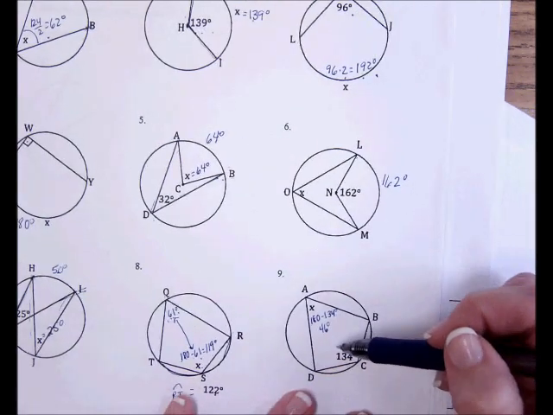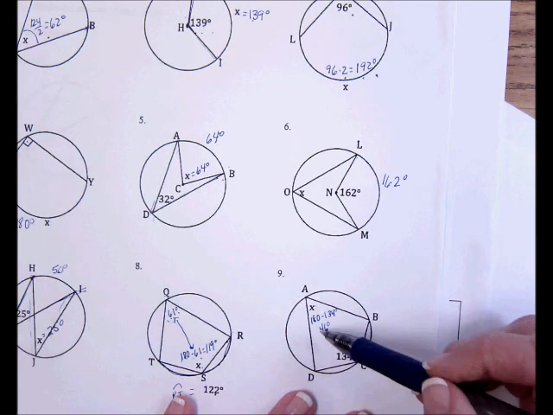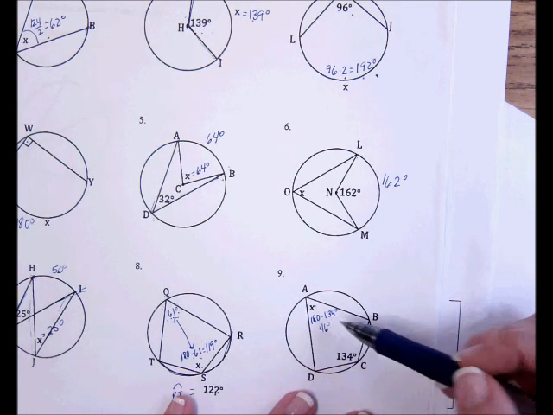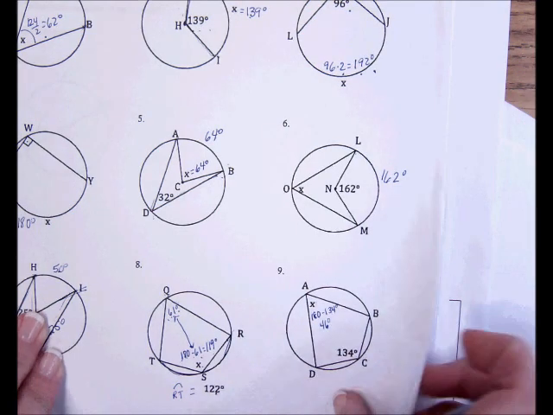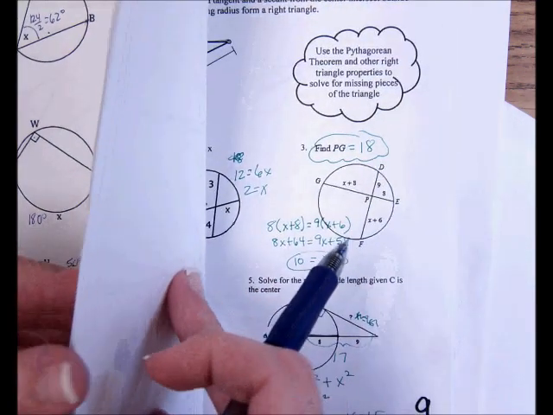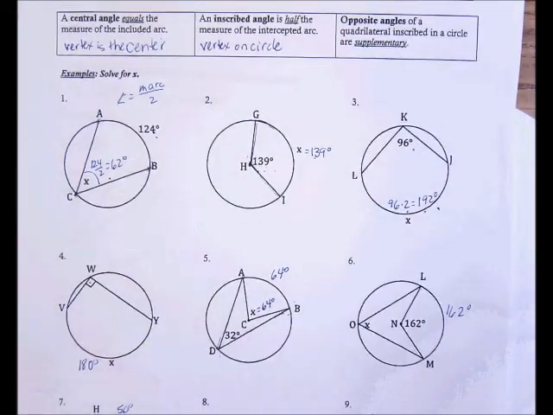Now, number 9 is a little bit easier. These are opposite angles, so I know they are supplementary and add up to be 180 degrees. So 180 minus 34 is 46 degrees. So this covers a little bit about arc measures and how they relate to the different angles that we talked about in class.